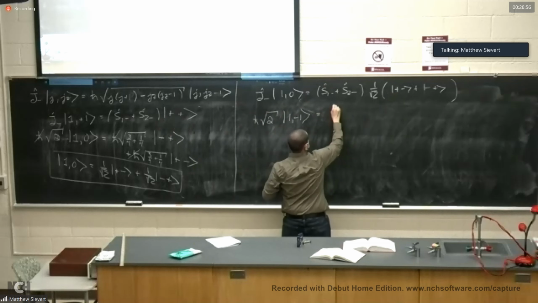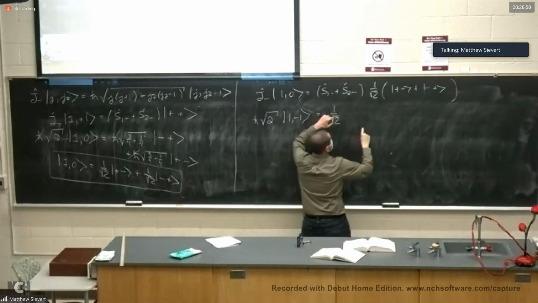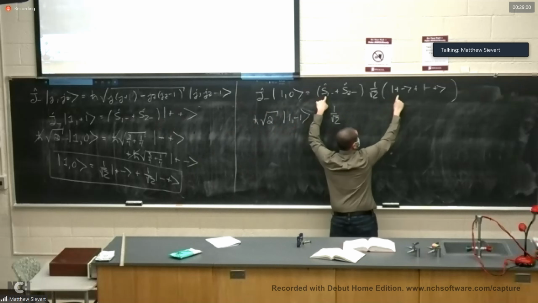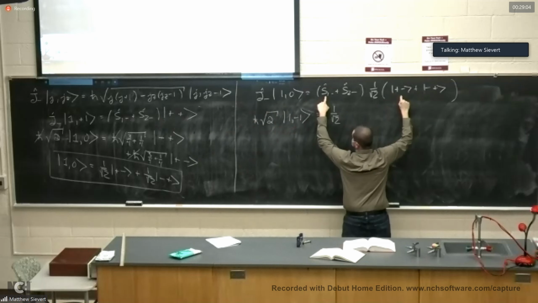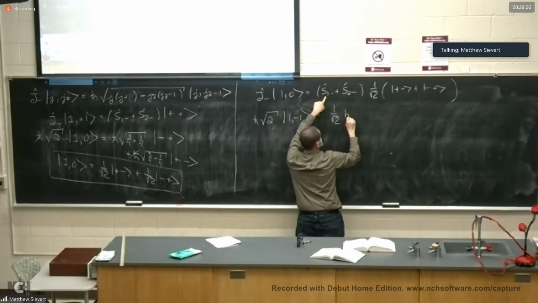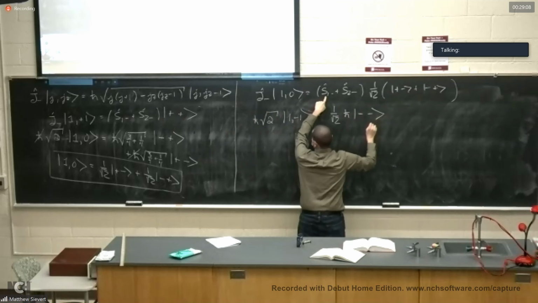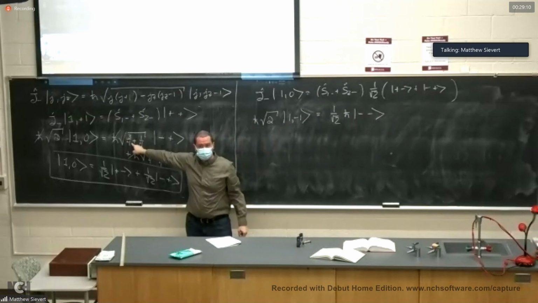Equals, on the right-hand side, I had 1 over root 2. This S1 minus can only lower this state. It gives me 0 when it tries to act on that state. That coefficient is again 1, for the same reason that it was 1 here.